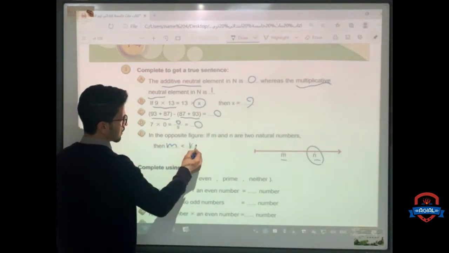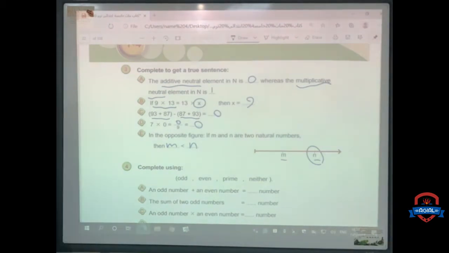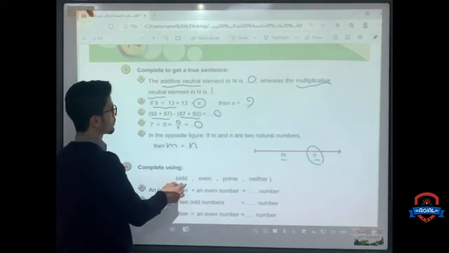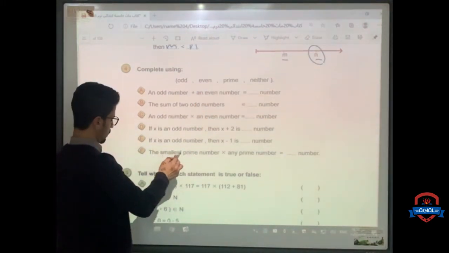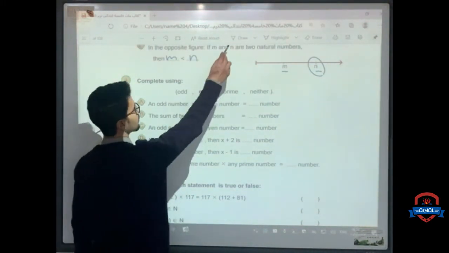m is less than n. And let's look at number 4. We have number 4, complete using odd, even, prime, neither.